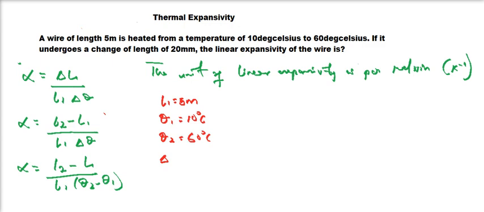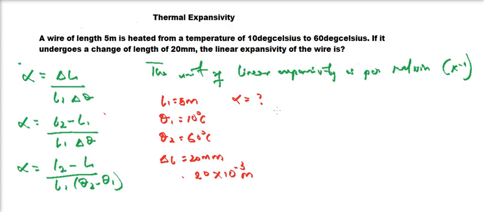the change of length is 20 millimeters, which is the same thing as writing 20 times 10 to the power minus 3 meters. Because we are solving in meters, you have to divide the 20 by 1000. That will give you the value in meters and not in millimeters. So we have to find the linear expansivity. So linear expansivity equals question mark.